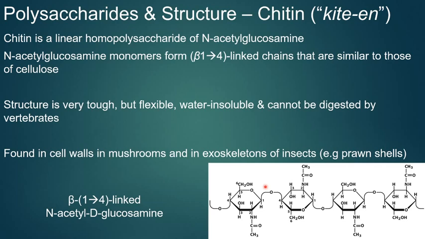However, instead of being found in plants, what we typically see with chitin is it is found in the cell walls of various fungi and mushrooms. And it's also seen in the exoskeletons of insects. So when you tread on a bug and you hear that crunch, this is what you're hearing break. It's this chitin.